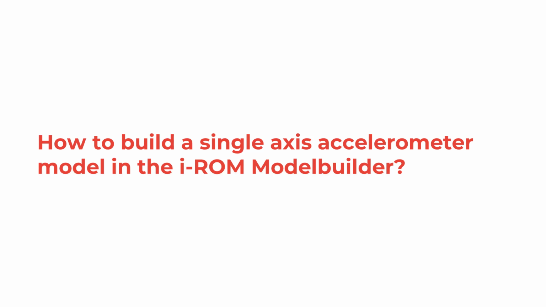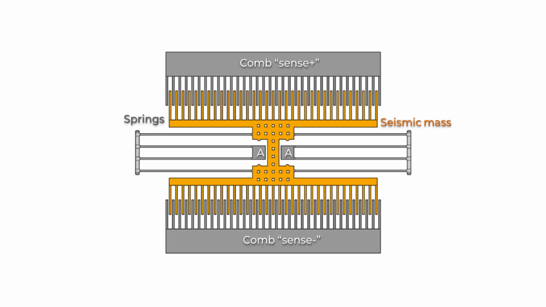In this video we'll give you a short introduction how to build a single-axis accelerometer model in the i-ROM Modelbuilder. In the last video, the anchors have been already placed. Therefore, in this video we are going to build the seismic mass, the springs and the comb cells.